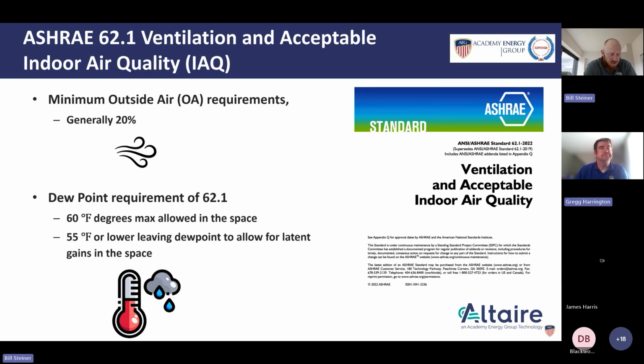62.1 also outlines a max dew point for the space of 60 degrees. And our target is generally 55 degrees dew point leaving the air handler. Sometimes we're lower if we have process constraints, but it's the bringing in of outside air where we pick up humidity, right? Sometimes there is a latent gain from the space. If we have a poor building envelope, or if we've got a process in that space that is putting humidity into the air, that could also contribute, but the predominance is from outside air.